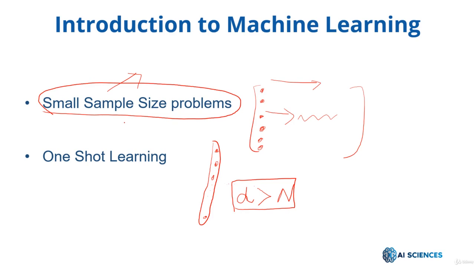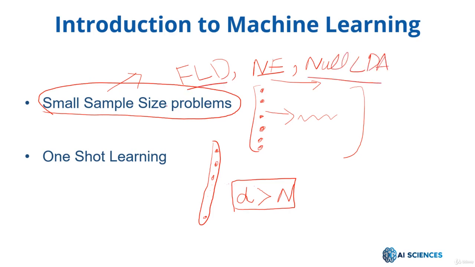And there are fascinating and very great algorithms to handle these small sample size problems. One such algorithm is Fisher's linear discriminant, FLD. Another recent algorithm is the null Foley-Sammon transform, sometimes also called null LDA. Don't worry if you don't know these terms, that's okay. What I am saying is that if the problem falls under this small sample size, SSS, category, there are some specialized algorithms to handle these kinds of problems.